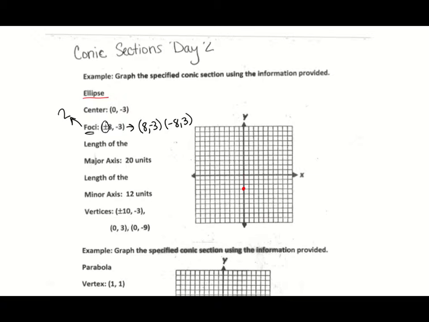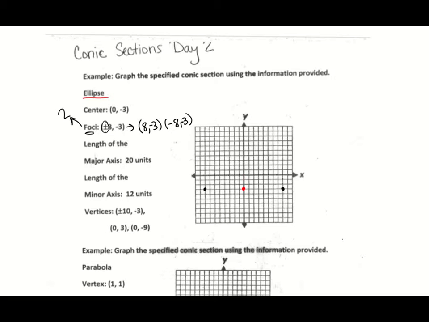I have 1, 2, 3, 4, 5, 6, 7, 8, and down 1, 2, 3. Sorry, this is a -3 still, too. And then my other one, I'm going -8, 1, 2, 3, 4, 5, 6, 7, 8, and I'm going down 3. So those are my foci. The length of my major axis is 20 units.